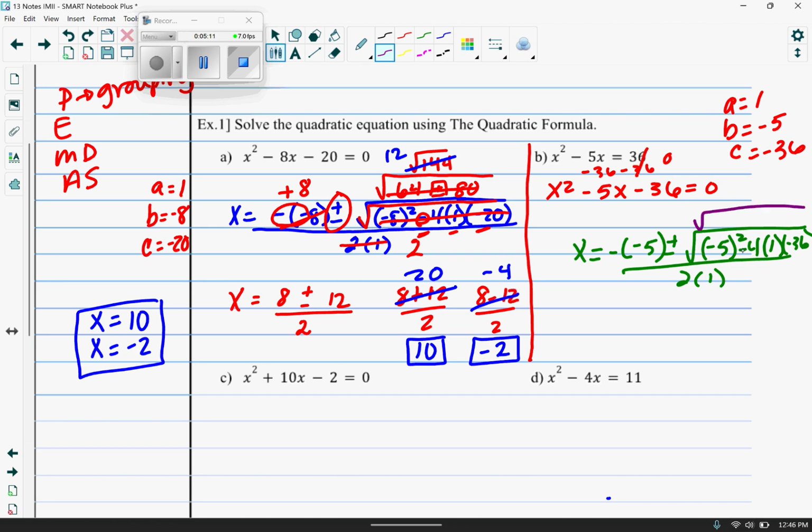Under my radical, 5 squared is 25. Negative times a negative, because this whole chunk goes together: negative 4 times 1 times negative 36. Negative and negative makes a positive. 4 times 36 gives me 144. So I've done that section. 25 plus 144 is 169.